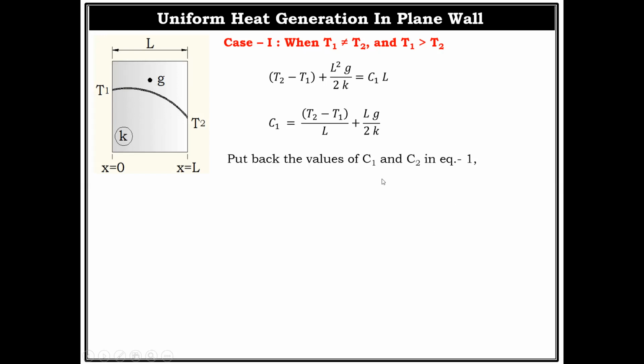Now we have to put the values of C1 and C2 into our main equation. So T equals minus x square g upon 2k plus c1x plus c2. This is our equation 1.